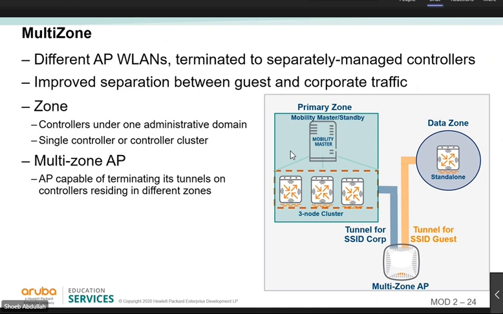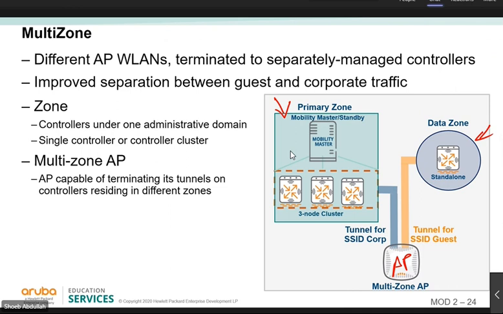The third feature is multi-zone. Now, what is this multi-zone? Multi-zone is a feature where it provides an access point with an advantage, where it will be able to terminate two different WLAN tunnels to two different mobility controllers that are part of two different administrative domains.